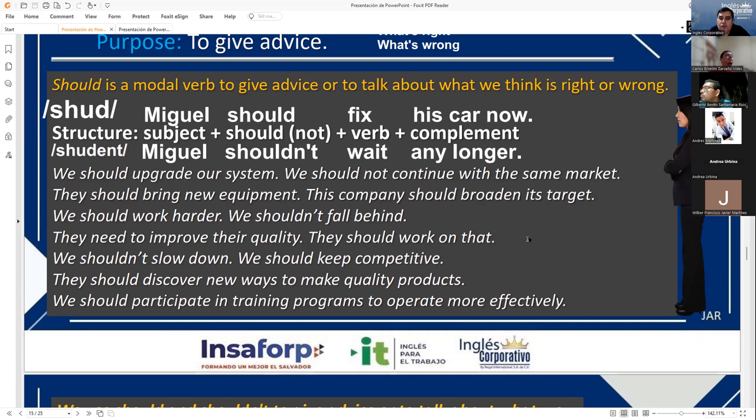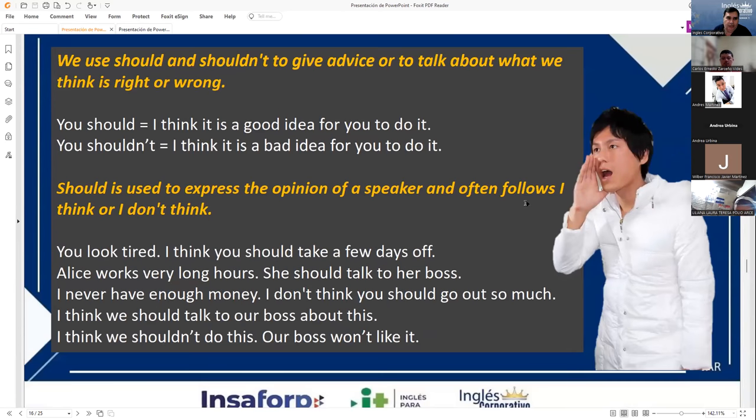Should participate, should discover, shouldn't slow down, should keep, should work, shouldn't fall behind, should broaden, should not continue, should bring. Example. This is for you to use to read in your house, but we have the explanation here. We use should and shouldn't to give advice, to talk about what we think is right or wrong. You should: I think it's a good idea to do it. You shouldn't: I don't think it's a good idea to do it, or I think it's a bad idea to do it.